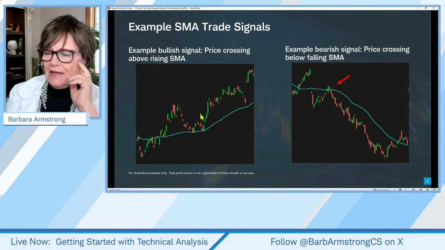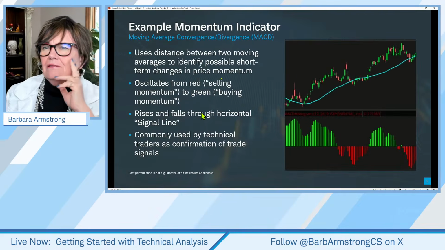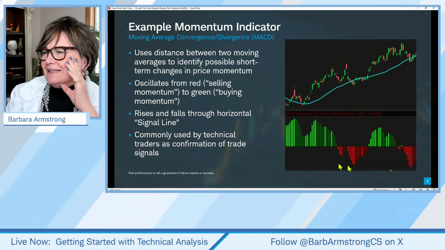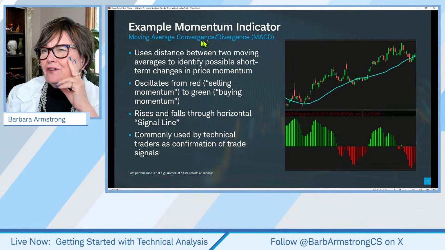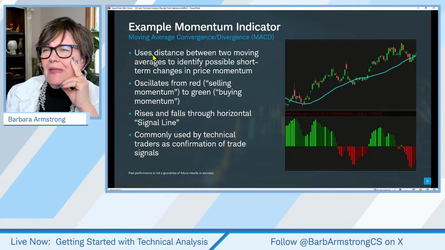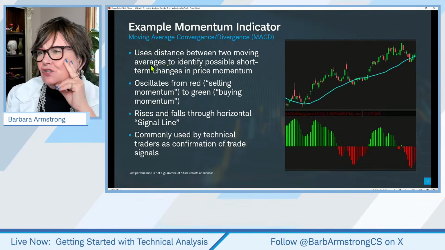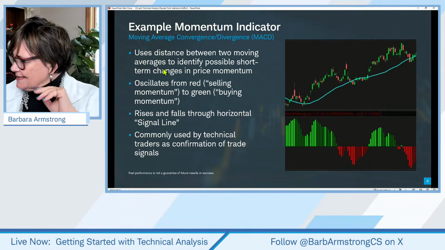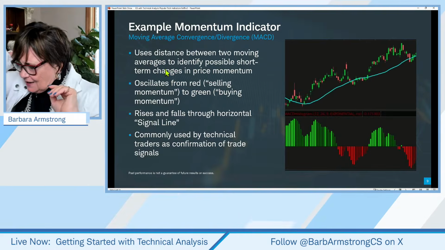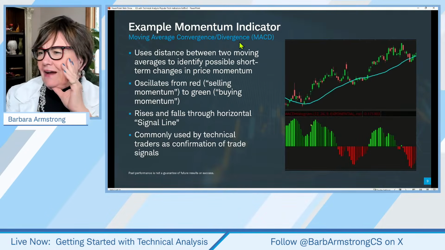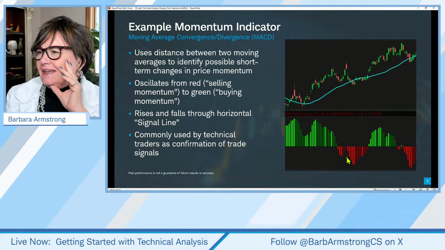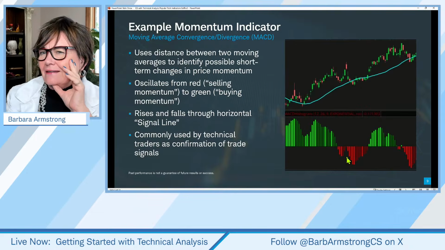Okay, so let's look at a couple of other charts here. So here's our MACD. MACD stands for moving average convergence divergence, and it uses the distance between two moving averages. The default is, I think, a 12 and a 26 day exponential moving average. And then it charts it as a bar chart to just make it kind of easier to see.